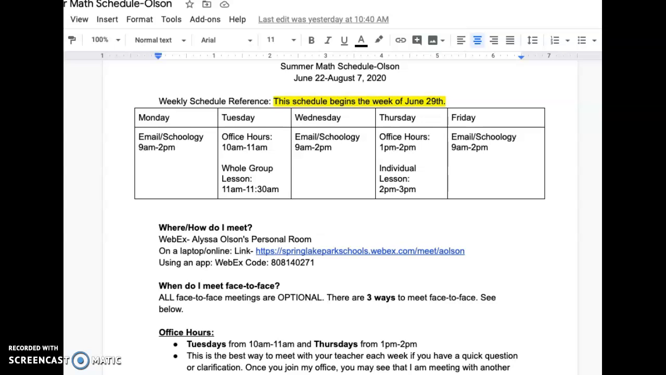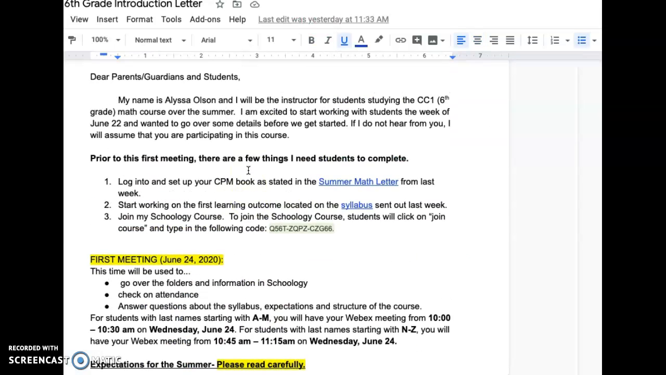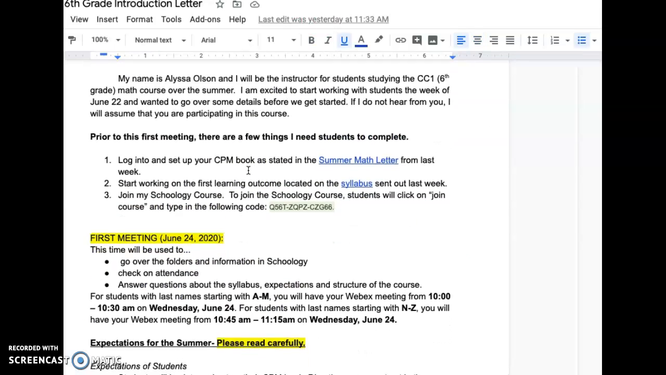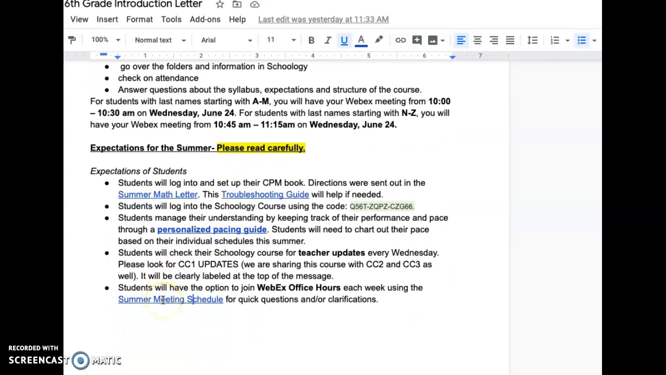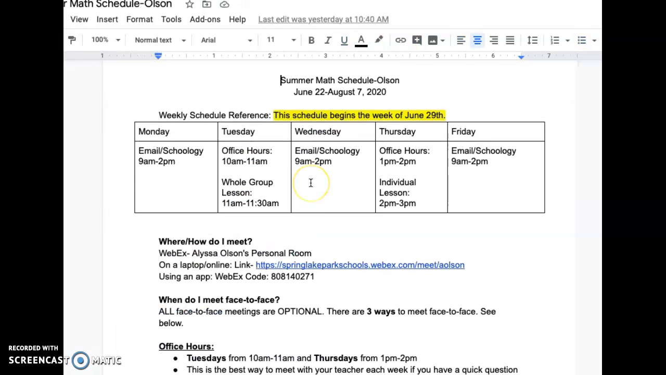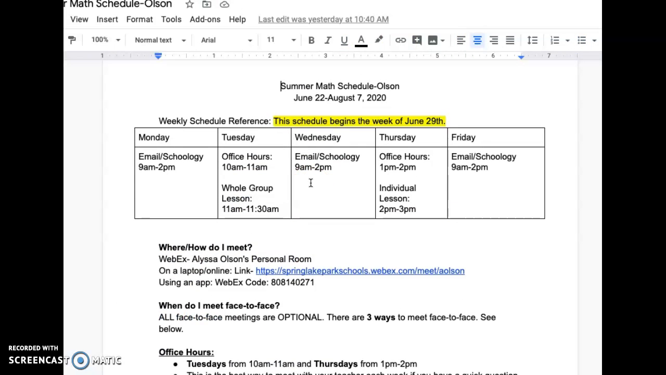That first original letter that was sent to you, that looked like this, if you scroll down, has a summer meeting schedule. So if you click on that summer meeting schedule, it comes up with this. This weekly schedule, beginning the week of June 29th, refers to what a day looks like for a teacher's availability Monday, Tuesday, Wednesday, Thursday, and Friday.